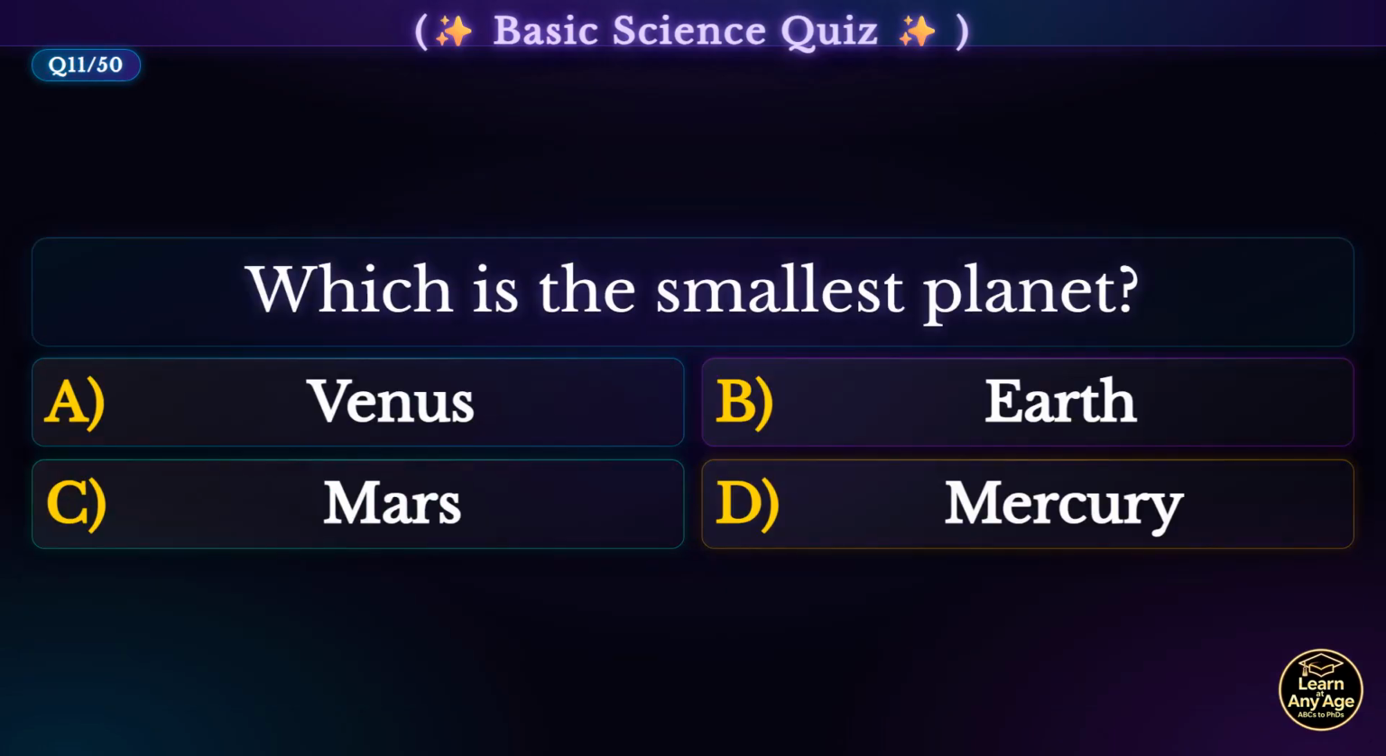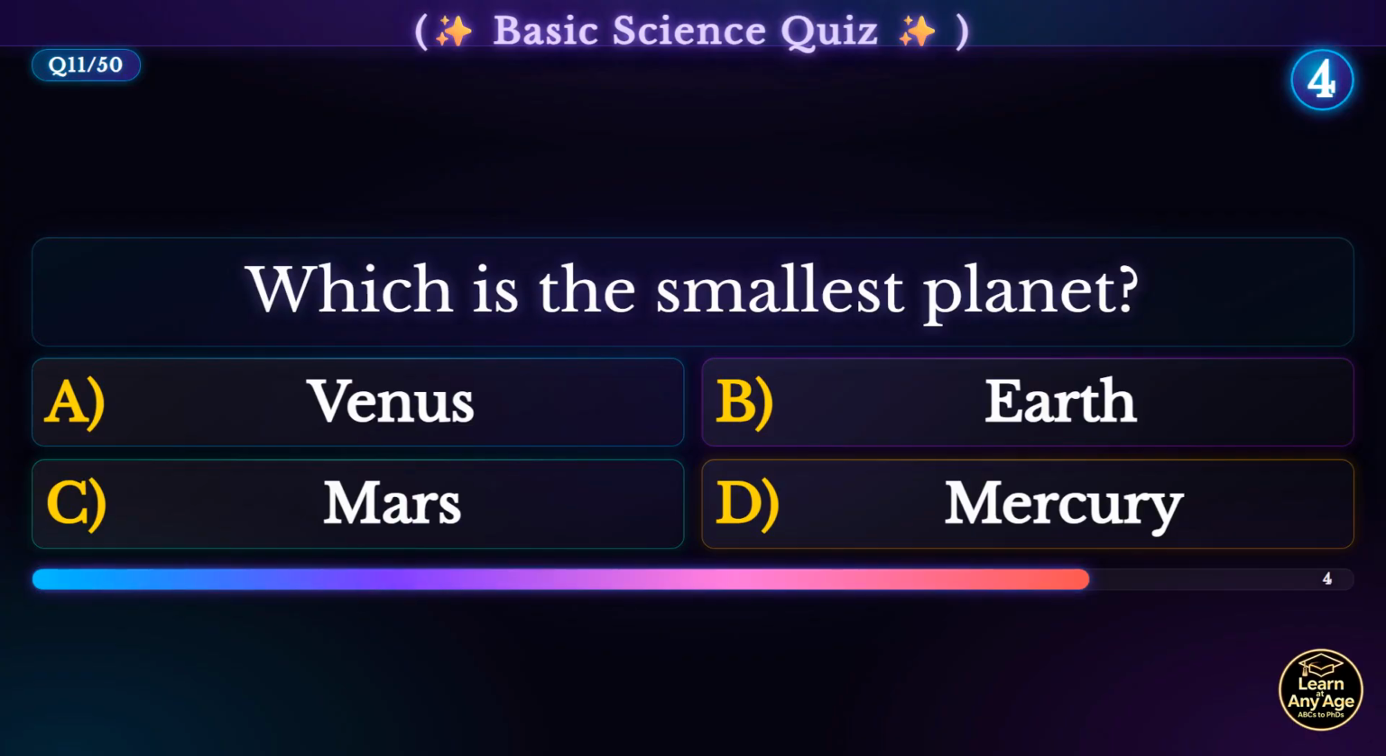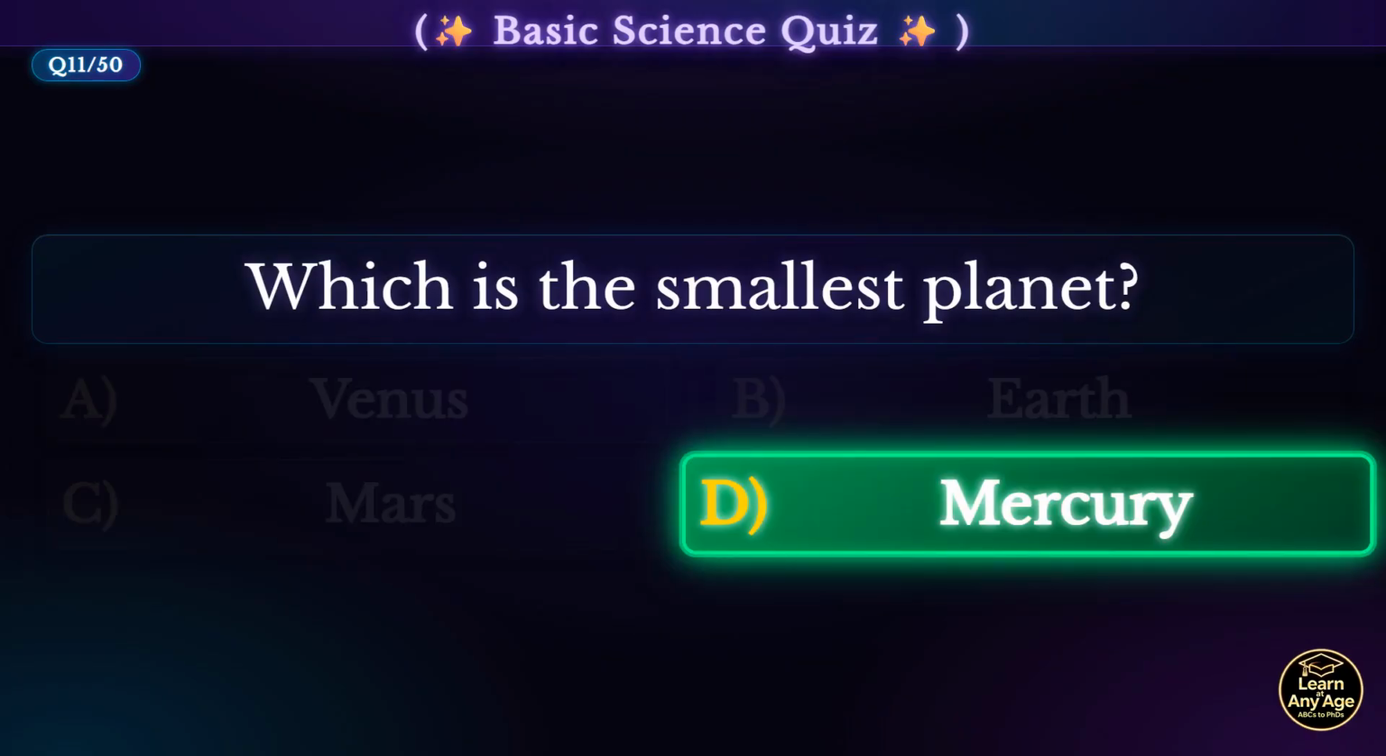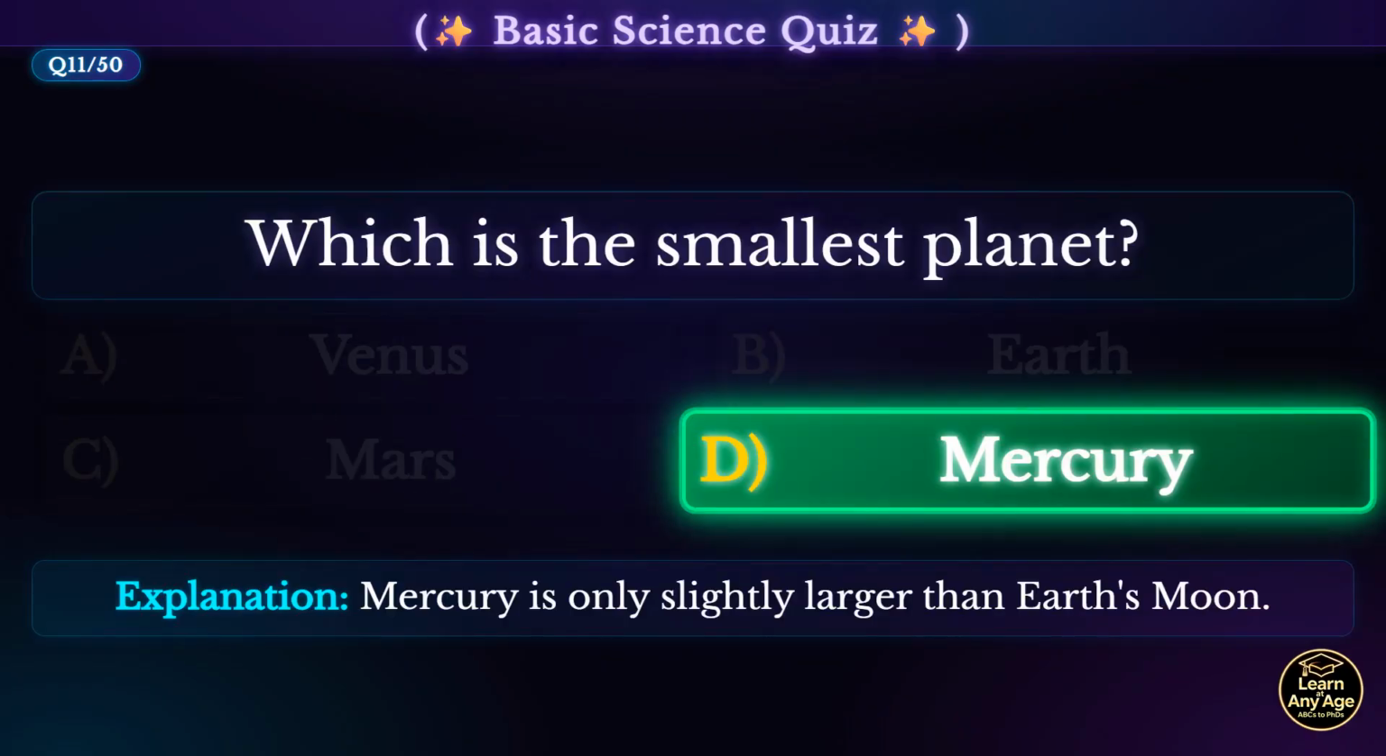Which is the smallest planet? Venus, Earth, Mars, Mercury. Mercury. Mercury is only slightly larger than Earth's moon.